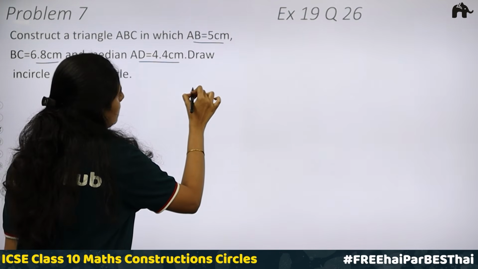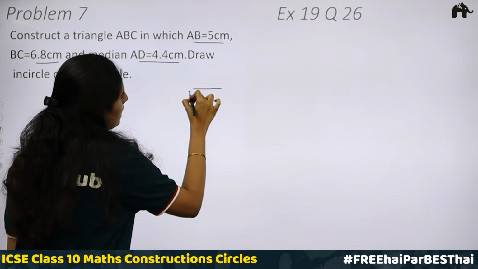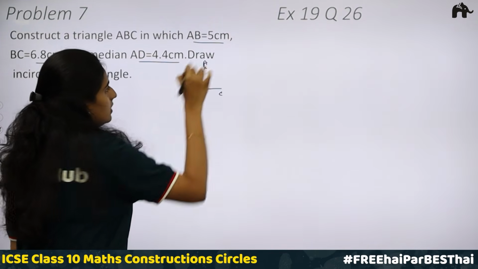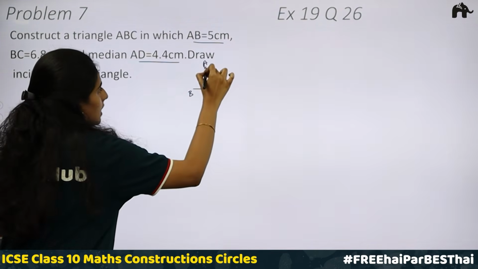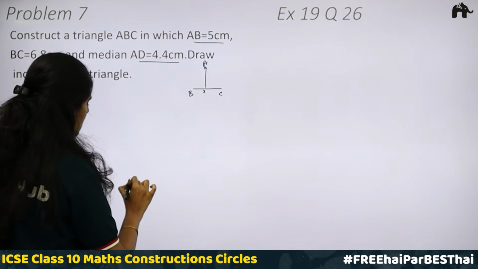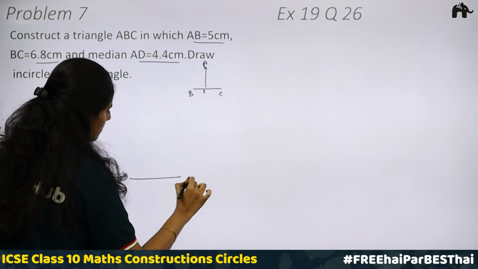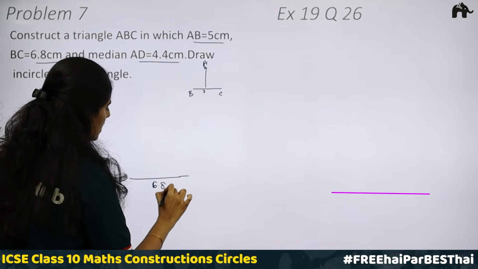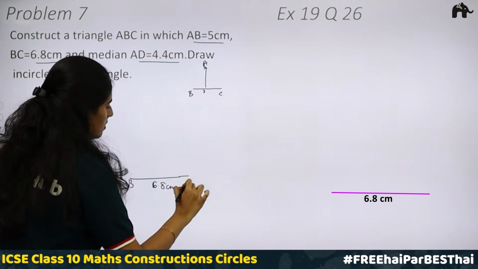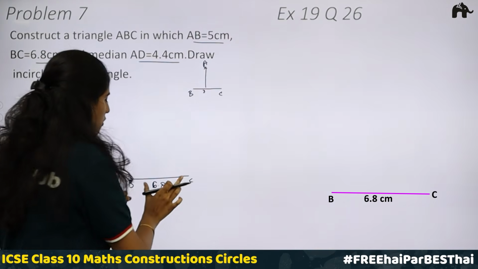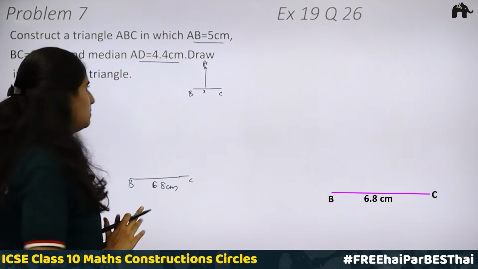So, we'll draw a rough figure. Here I am taking BC as base. Now, A is the third vertex of the triangle. AD is the median. Okay. What is the measure of BC? BC is 6.8 centimeter. Okay. So, using the ruler and pencil, draw a line segment BC of measure 6.8 centimeter.